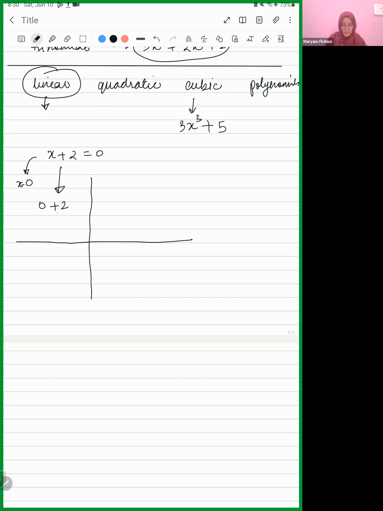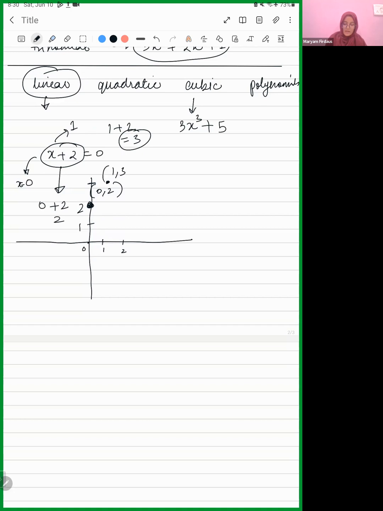2. So when my x is 0, my answer is 2. So this is my point, 0 comma 2. Now let's say my x is 1. Then what does this entire answer become? 1 plus 2 is 3. So 1 comma 3 lies over here.